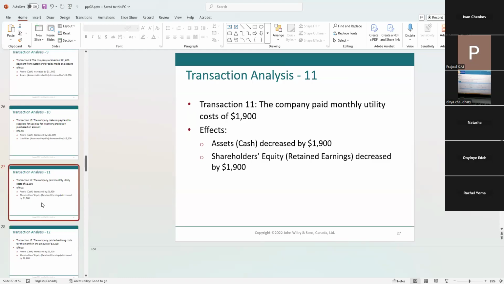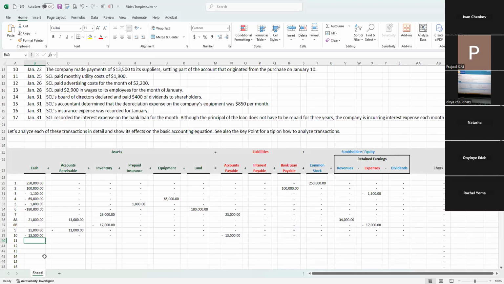Now, we're close to the end of the month. During the month, we used electricity. Now, BC Hydro says, pay me for the electricity, for all the utility that you used. So let's pay them. Otherwise, they're going to cut our electricity. Let's pay for the electricity. Cash. What are we going to do first? Minus cash, minus 1,900. And expenses. Cash going down, expenses going up.